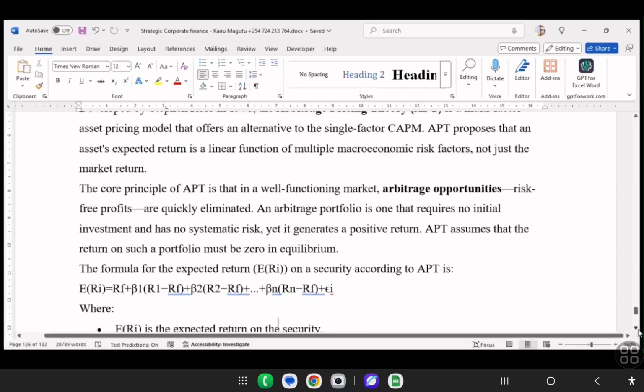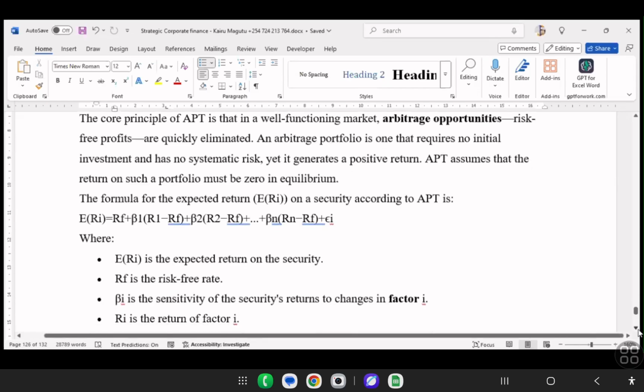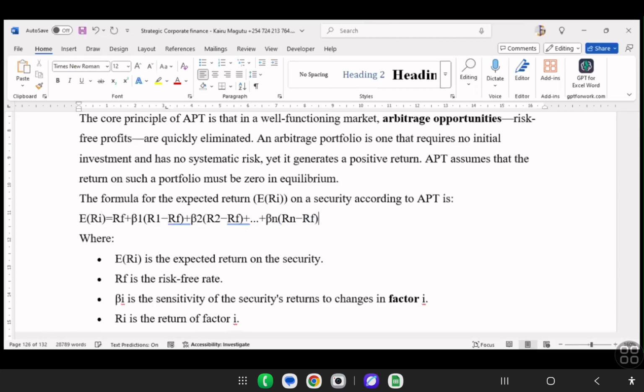As a result of that, the formula for the expected return on a security according to the APT is given by: expected return of a security I is equal to the risk-free rate plus beta factor 1 of that security multiplied by the expected return under factor 1 minus the risk-free rate, plus beta factor 2 multiplied by the expected return under factor 2 minus the risk-free rate, all the way to beta factor n as a product of the expected return of that factor, then we minus the risk-free rate.